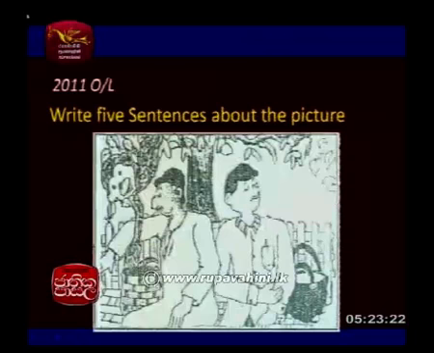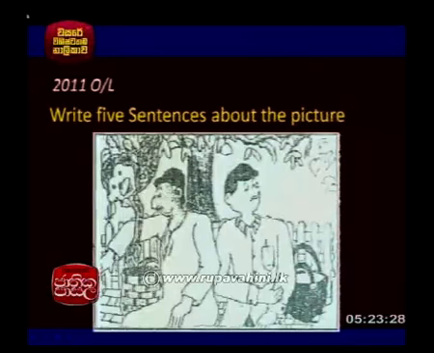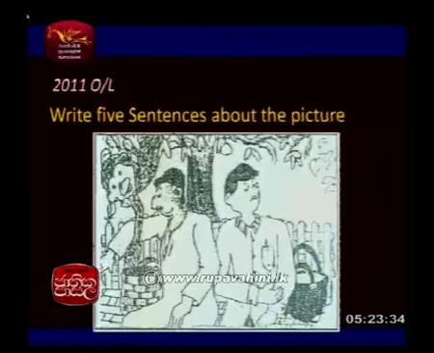There are 2 men sitting under a tree. Yes, a very simple sentence. There are 2 men sitting under a tree. Yes, I hope all our students can see that as well. So how many men are there? 2 men. So you are constructing the sentence in a very simple manner. There are 2 men sitting under a tree.